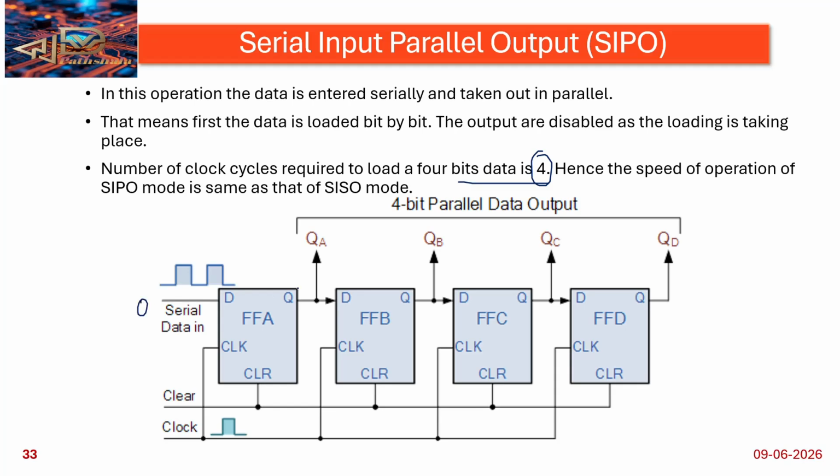So I am giving 0. This 0 will come out here, and then QA will be 0, QB will be 0, QC will be 0, and QD will be 0. Then I am giving 1 here. This 0 will be moved to QB. This 0 will be moved to QB.